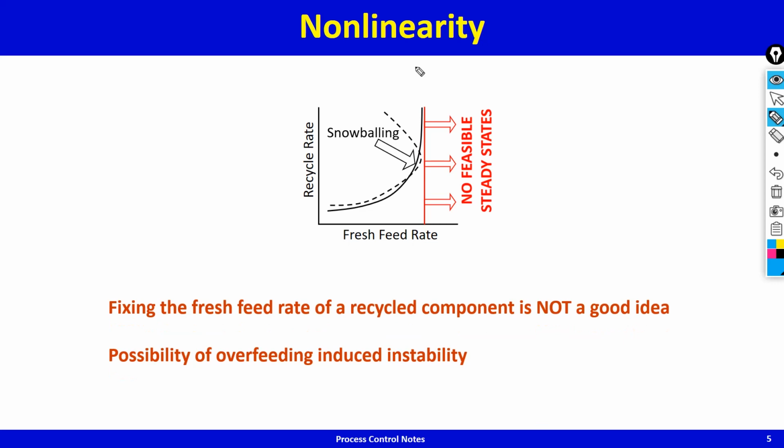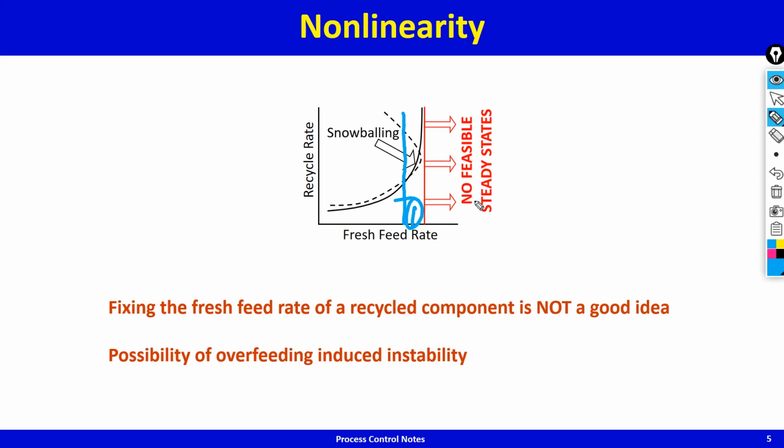So, fixing the fresh feed rate of a recycled component is not a good idea. And this is because you can always be very close to the maximum, and then as the maximum limit reduces because of degradation of equipment, you become infeasible, and then you are eating more than what you can digest. Your process is eating more than what it can digest, and because it is not digesting what is being put in, the undigested component simply builds up in the recycle loop. So you have the possibility of overfeeding induced instability.